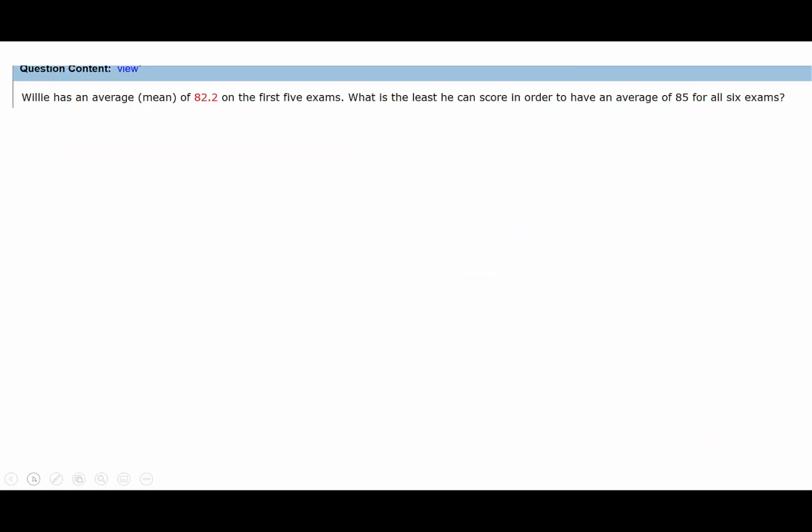Next question says Willie has an average of 82.2 on the first 5 exams. What is the least he can score in order to have an average of 85 for all 6 exams? Okay, he's taken 5 exams, and when you add those 5 exams together, then divide by 5, it equals 82.2.